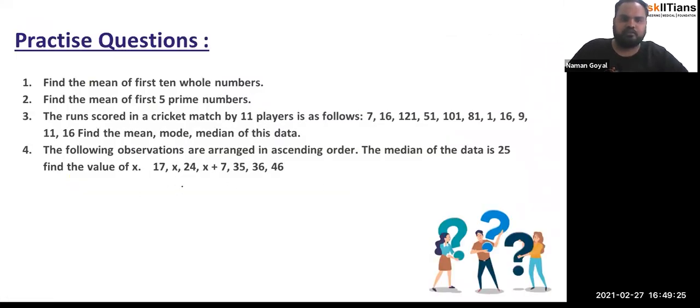Now there are some practice questions. We have to do them, okay? So we are going to do them now, taking them one by one.